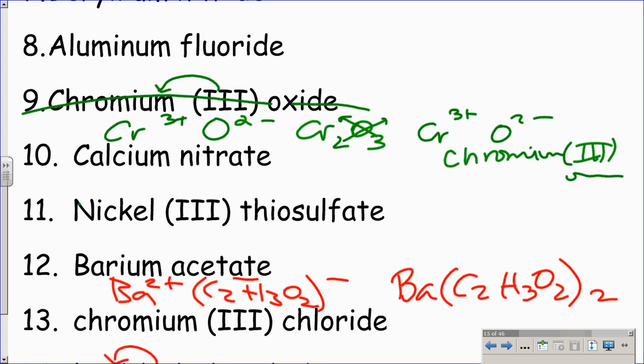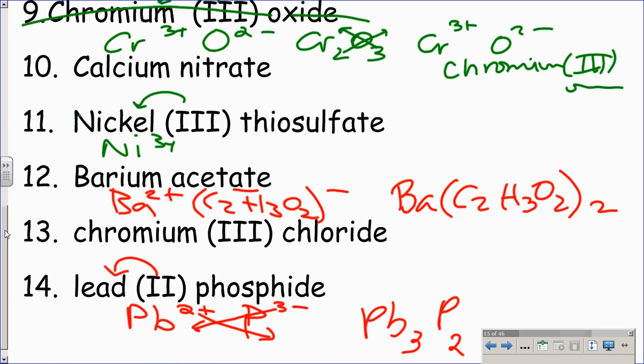Let's do one more. Will the Roman numeral always be positive? Yes, because metals always lose electrons. They'll always be cations. Nickel 3 thiocyanate. All right, so I got you here. Nickel 3. Okay, thiosulfate, not thiocyanate. S2O3.